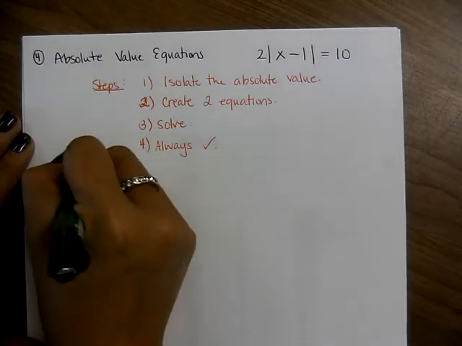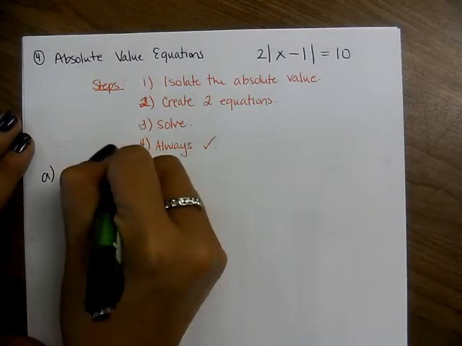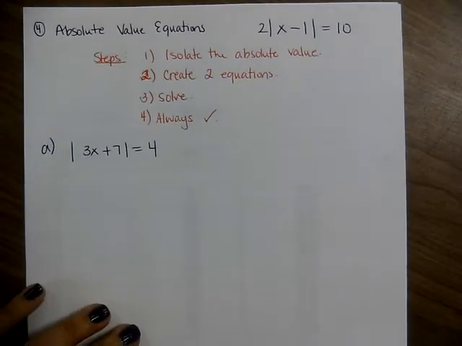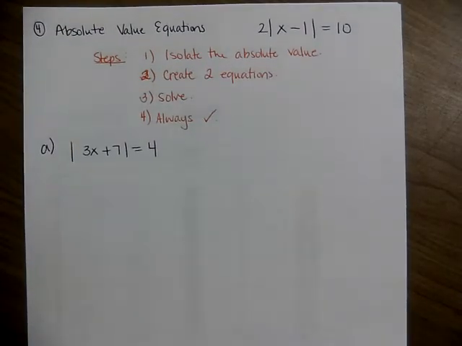Alright, so let's try one. The absolute value of 3x plus 7 equals 4. Now, let's think about this for a second. When you take the absolute value, you're really talking about the distance away from 0. So that's why it always comes out positive. When you have the absolute value of 2, you get 2. When you have the absolute value of negative 2, you get 2, right? So now keep that idea in mind.